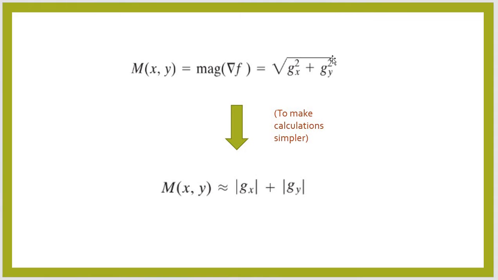Calculating square root using the hardware is not computationally effective, so instead of doing that, we generally calculate gradient using this simple formula, which is |gx| + |gy|.